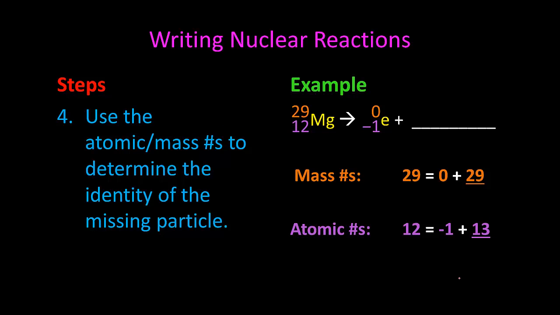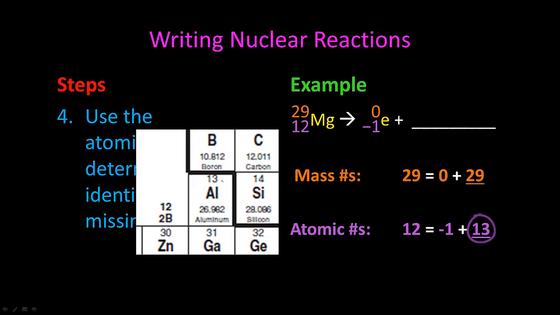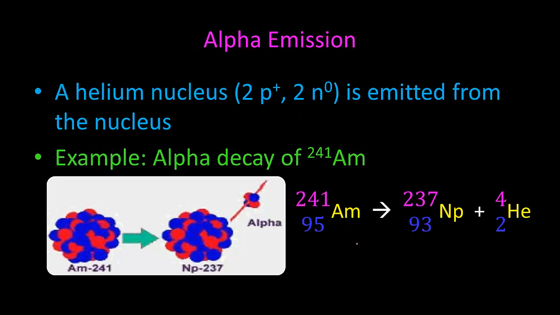for step 4, we're going to use the atomic numbers and the mass numbers to determine the identity of the missing particle. So we need to find what atom has the atomic number of 13. And that is aluminum right here. Aluminum has the atomic number of 13, so we have just produced an aluminum isotope. And I'm going to put 13 down here at the bottom because that's our atomic number, and our mass number is 29. Now if you notice, your arrow should be equivalent to an equal sign. 29 equals 0 plus 29, and that is good. 12 should equal a -1 plus 13, and that is good as well.